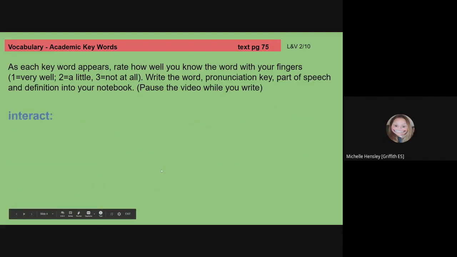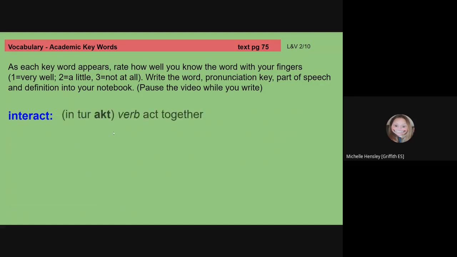Our next word, how well do you know interact? Interact, is that a 1, 2, or 3? Do you know it very well? Maybe you've heard it before? Maybe not at all.